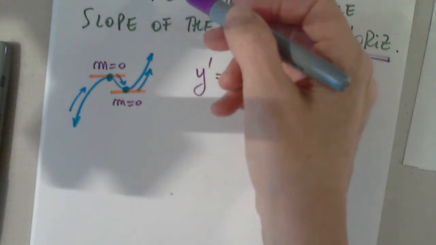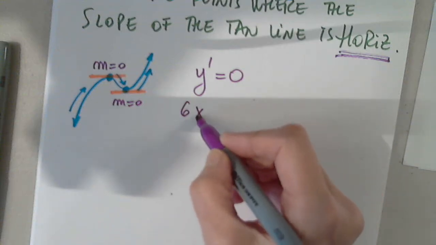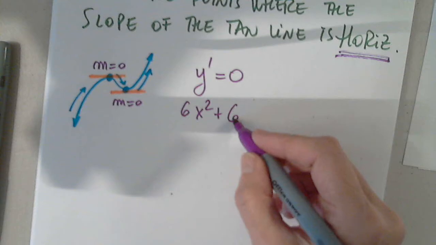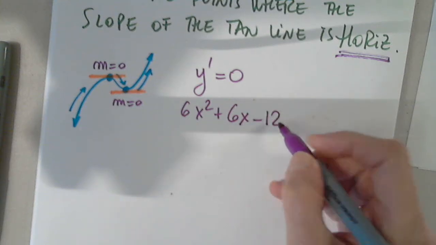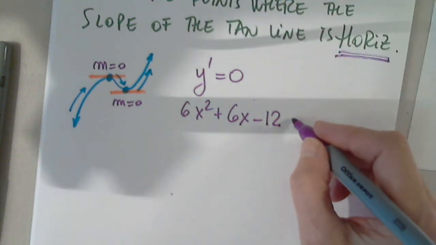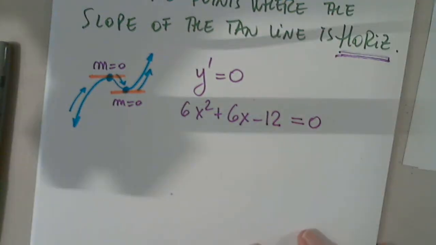So I bring down 3, multiply by 2, so I have 6x squared, plus I bring down 2, multiply by 3, so I have 6x, and minus 12 because x prime is 1, and when I differentiate 1 I get 0, and I have to set this equal to 0.